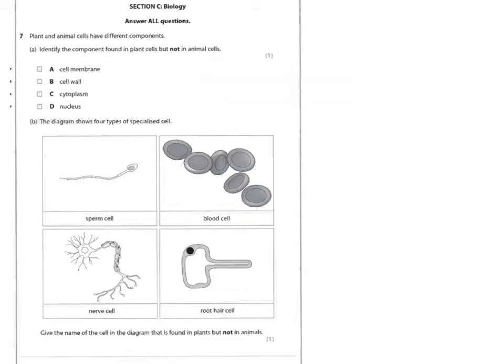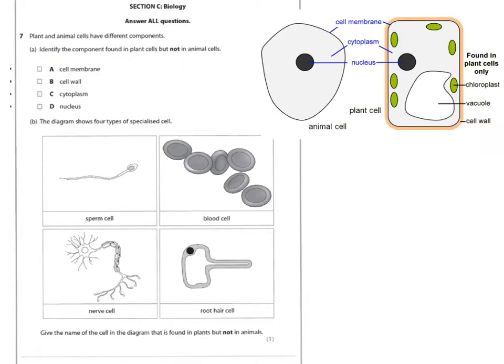To answer this question, you need to compare animal and plant cells. This diagram shows what animal and plant cells have in common: a cell membrane, a cytoplasm and nucleus. But plant cells also have a chloroplast, a vacuole and a cell wall. So the answer to this particular question is that plants have a cell wall.